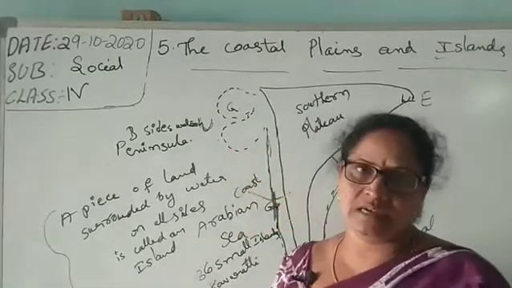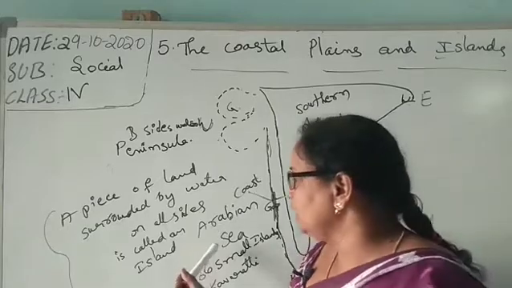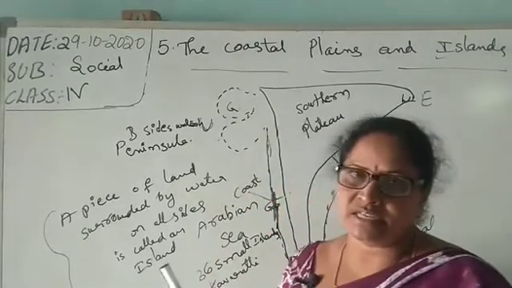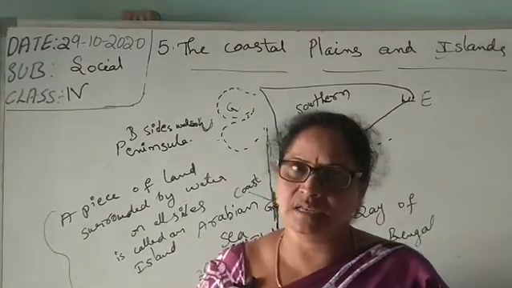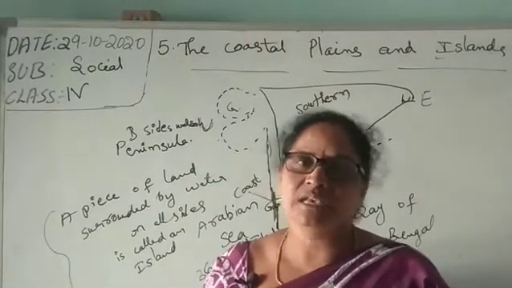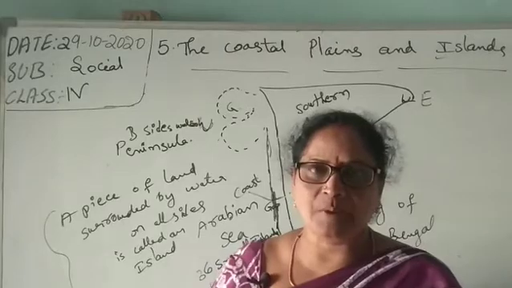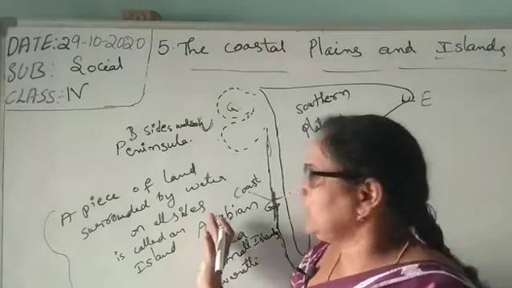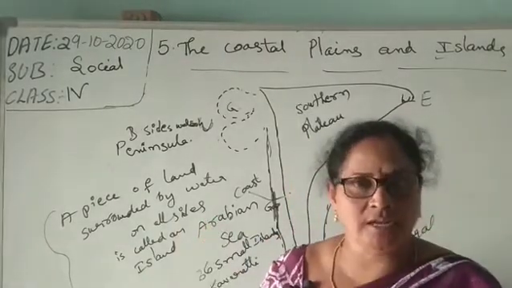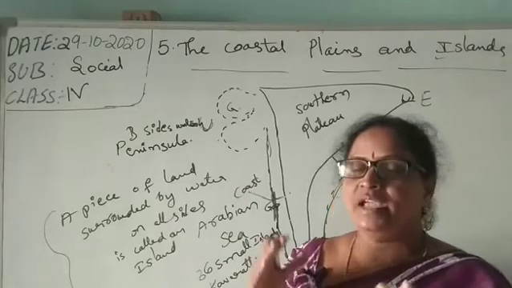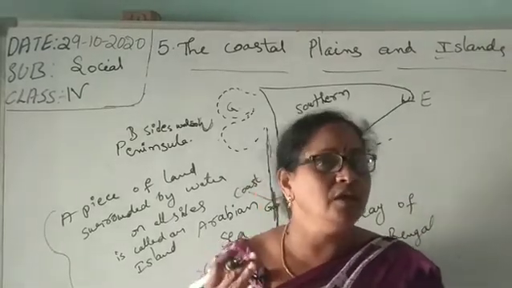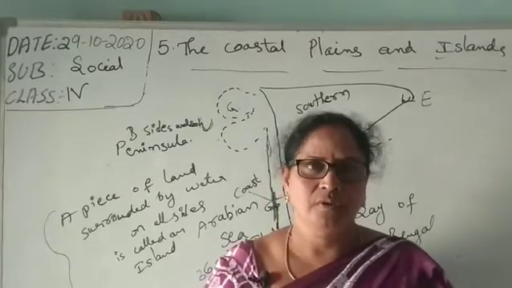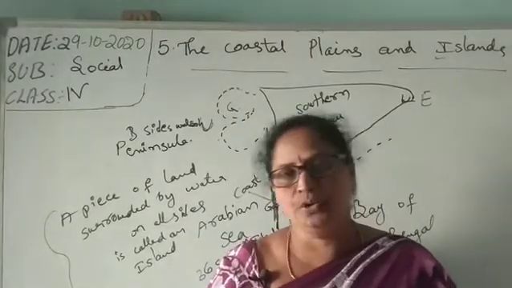Islands are also just like that. There are 36 small islands in the Arabian Sea on the west side of India. Its capital city is Kavaratti. It is a union territory. What is a union territory? A place which does not have its own government is called a union territory.